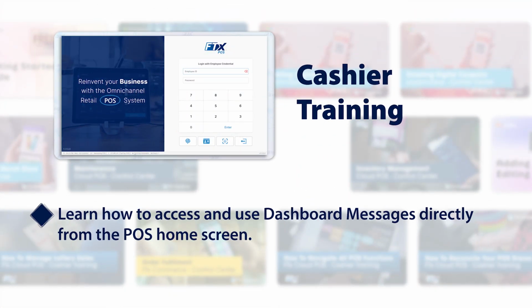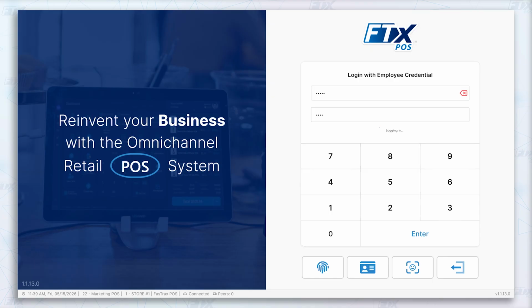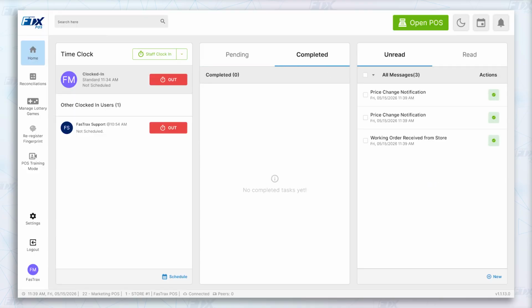Today I'm going to be showing you how to read and reply to dashboard messages on your POS. To start, you'll log into the register as normal, which will take you to the POS home screen. On this screen, on the right side, we have our Messages module. Here we have two tabs, Unread and Read.